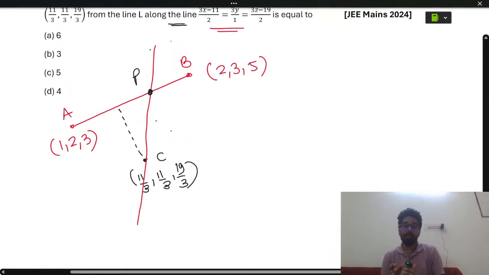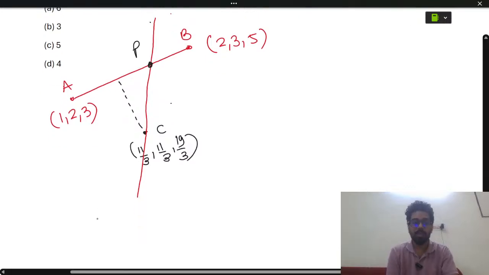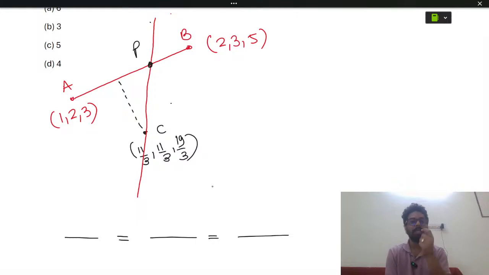But over here, how do we get the point P? You need to get the point P on AB and on the line CP. How to get the point P? Write down the line AB in the Cartesian form. How will you do so? First of all, get the direction ratio. What is the direction ratio? It's the difference between the coordinates.